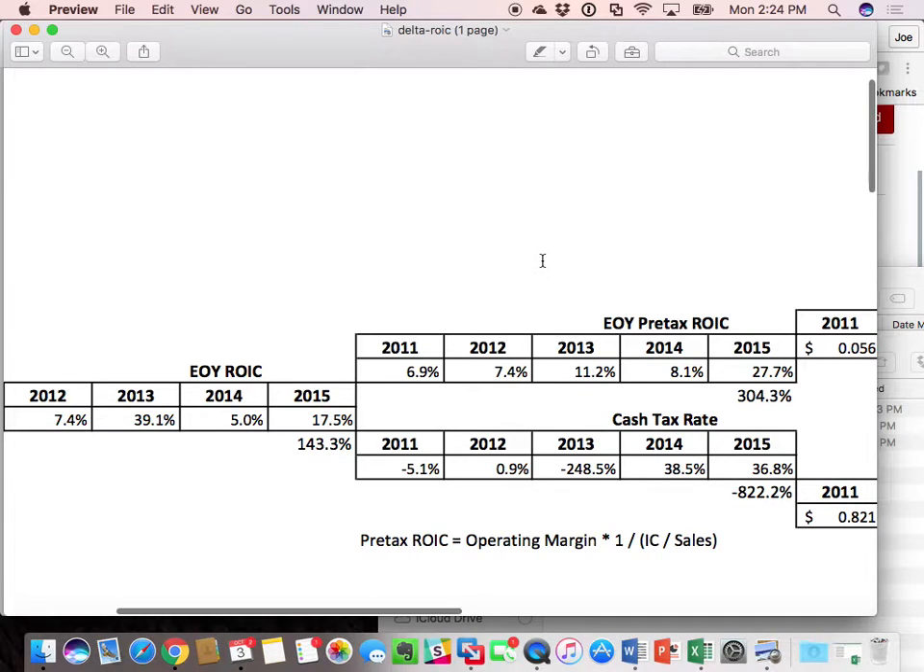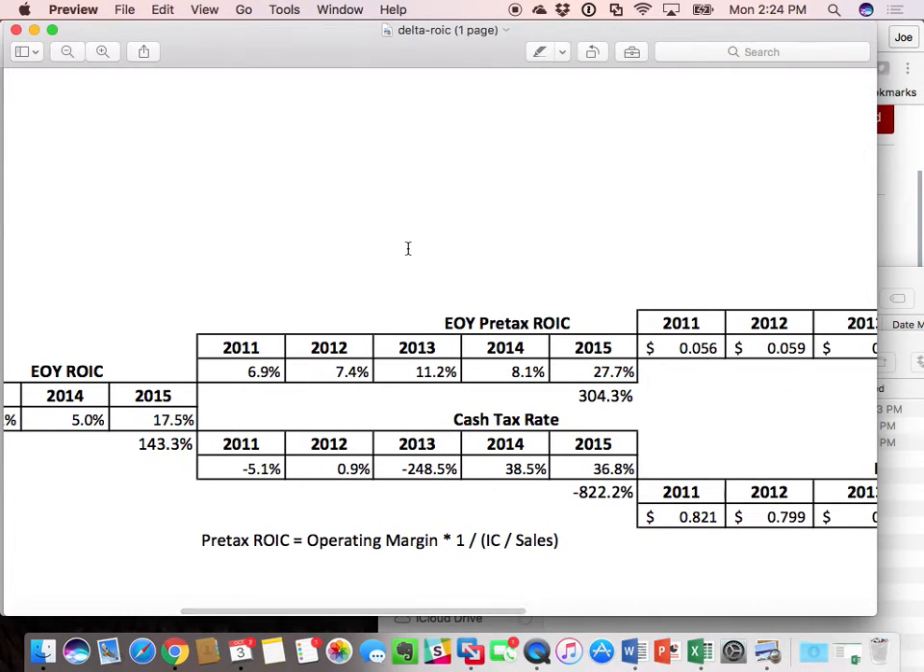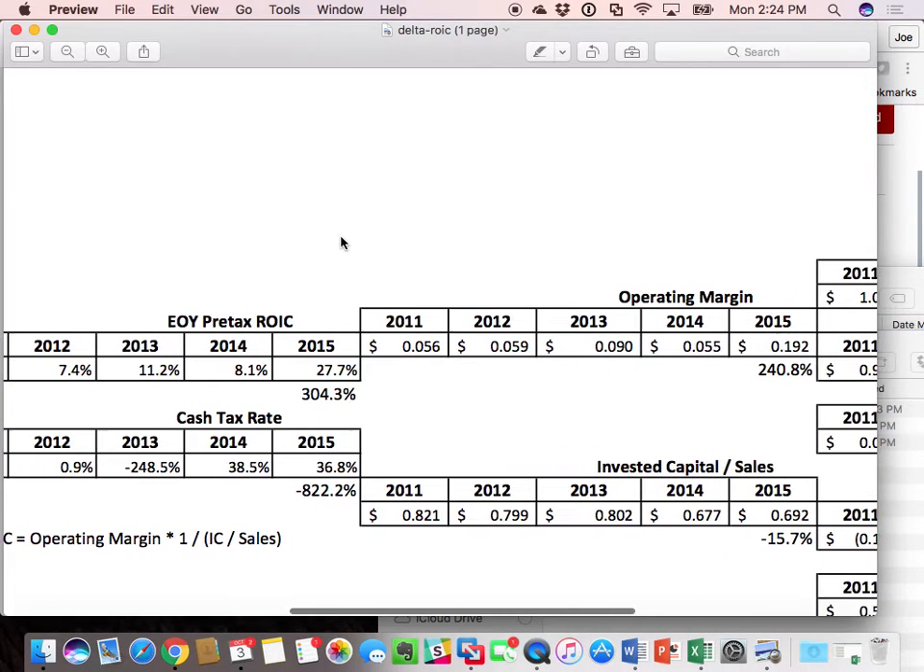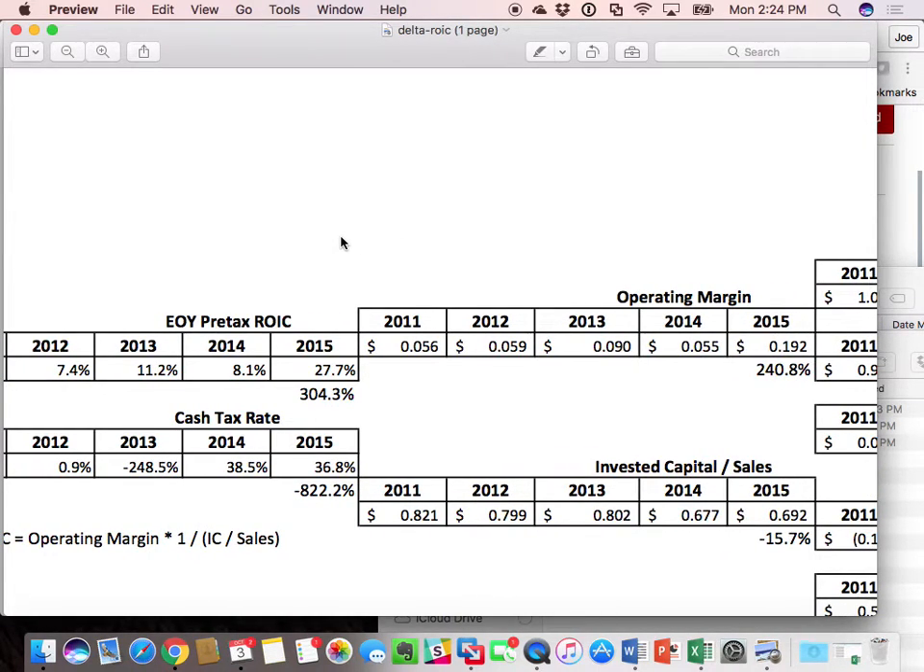Going back here, the cash tax rate rolled over and gave them a significant boost in NOPLAT. Then if you look at invested capital over sales, it goes down 15.7%. Did that help or hurt them? That hurt them. No, it's the other way. If they're spending less invested capital to generate the same amount of sales, they're becoming more productive. So they actually got about a 15.7% increase in productivity.